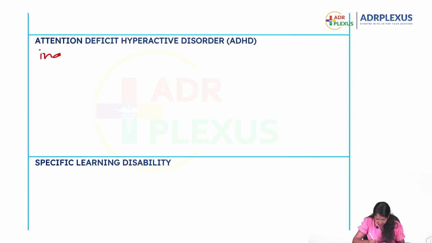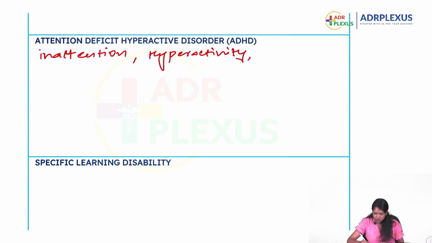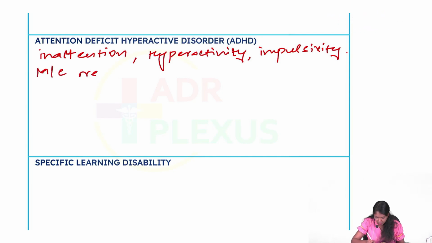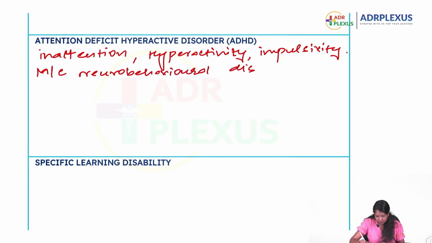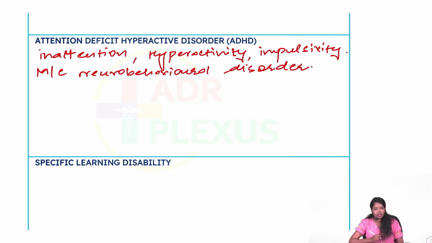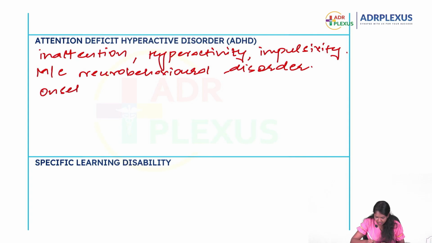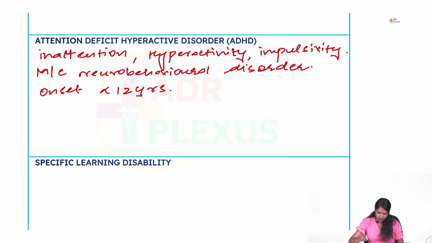Inattention, attention dissipated. So inattention, hyperactivity. Yes. What is the one more thing? Impulsivity. They will have impulsive behavior. These are the 3 parameters of ADHD. ADHD is the most common neurobehavioral disorder in children. Okay, most common neurobehavioral disorder in children. Here the onset can be anywhere within 12 years. Onset is within 12 years.